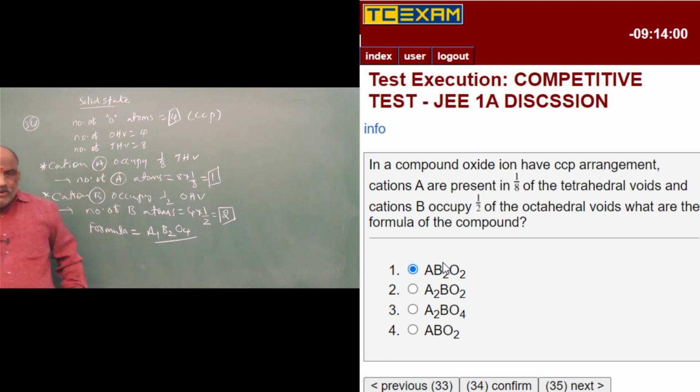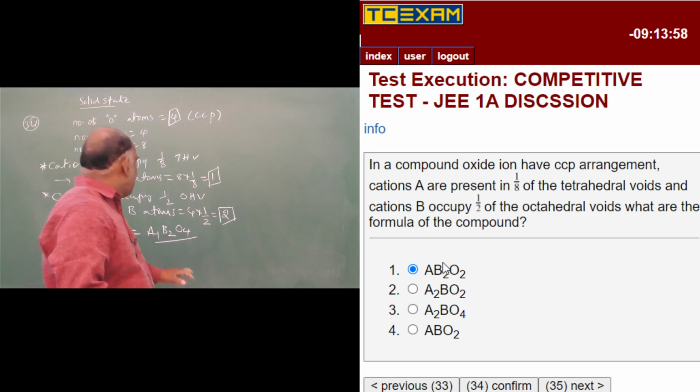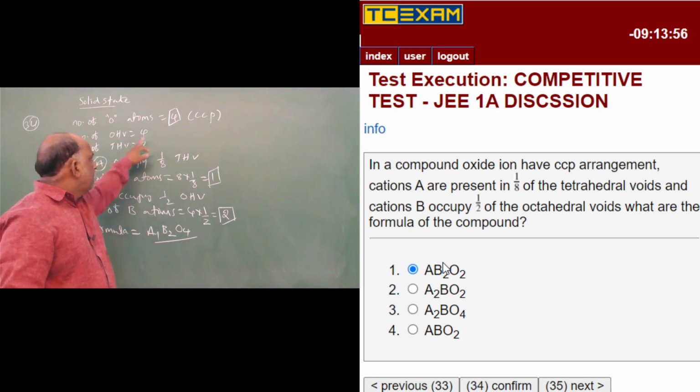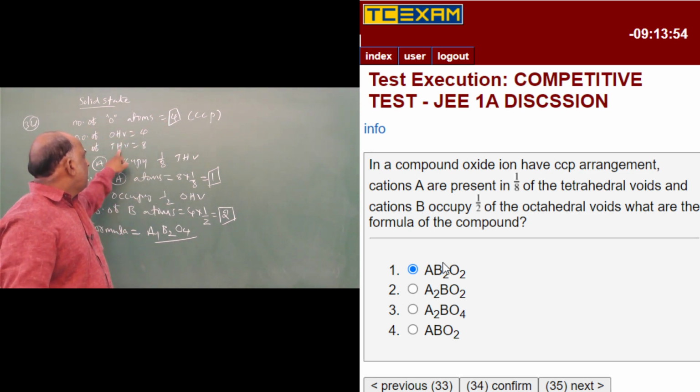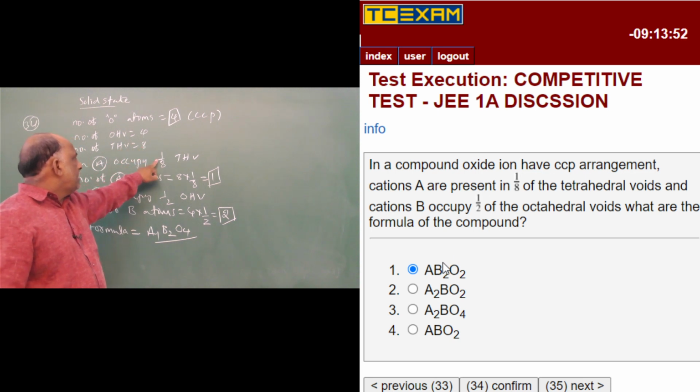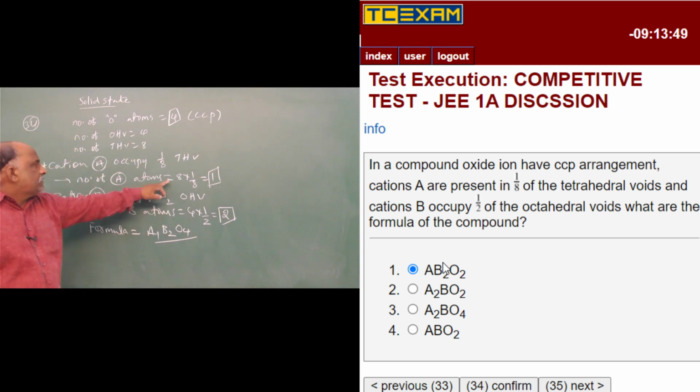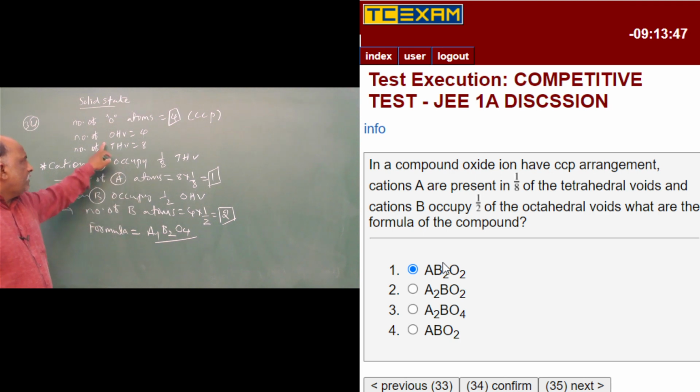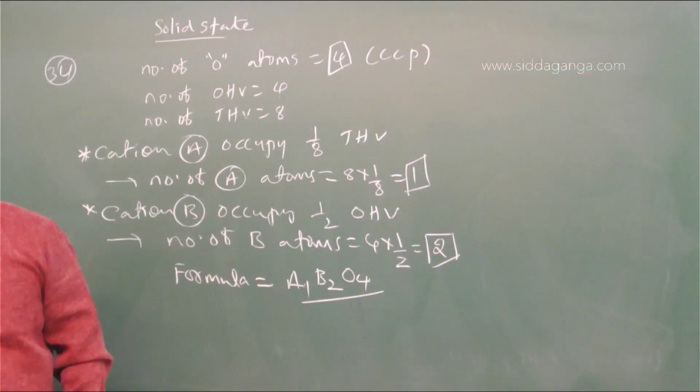A1 B2 O4: oxide ions 4 in CCP, octahedral voids 4, tetrahedral voids 8. 1 by 8 of the tetrahedral voids occupied by A, 8 into 1 by 8. 1 by 2 of the octahedral voids occupied by B, 4 into 1 by 2 is 2. So this is a simple process to find the right answer for this question. So 34 is A1 B2 O4. Next, question 35.